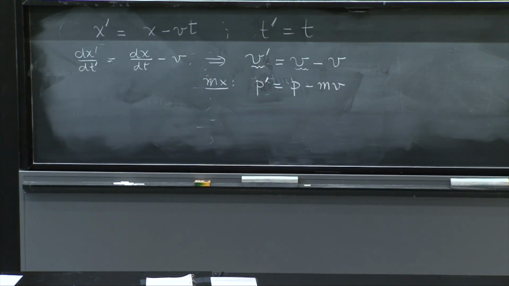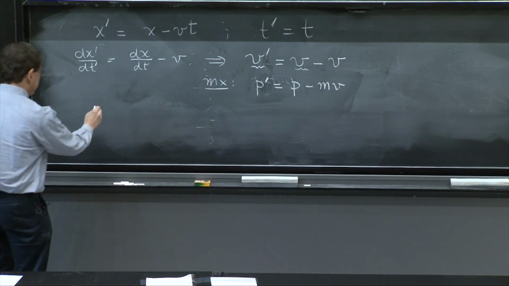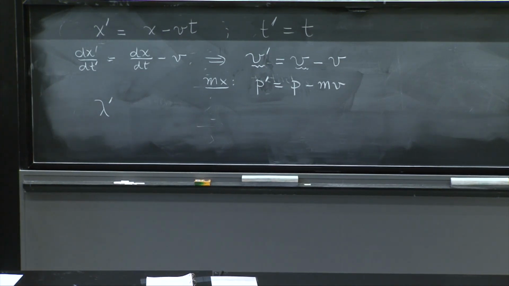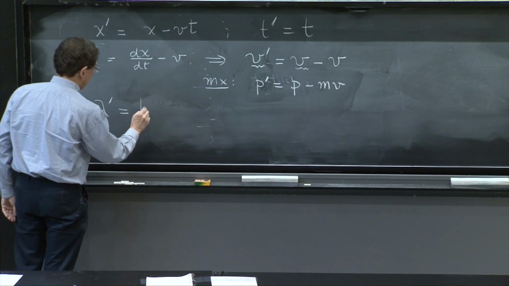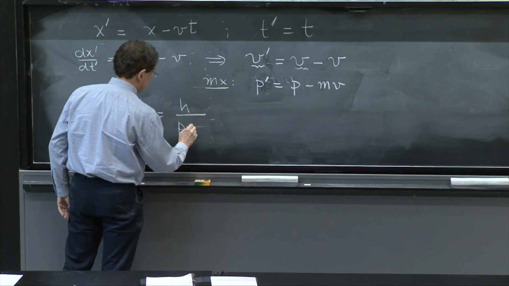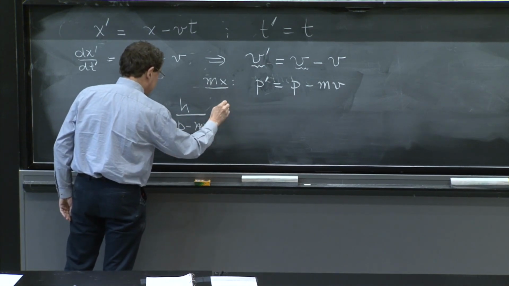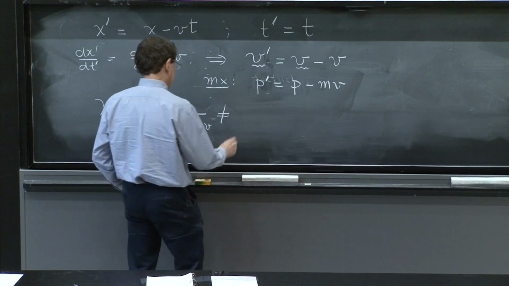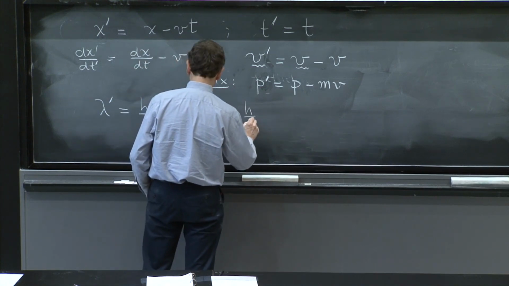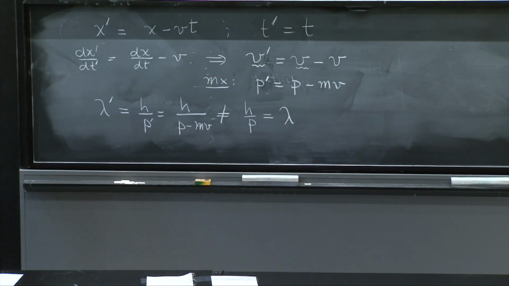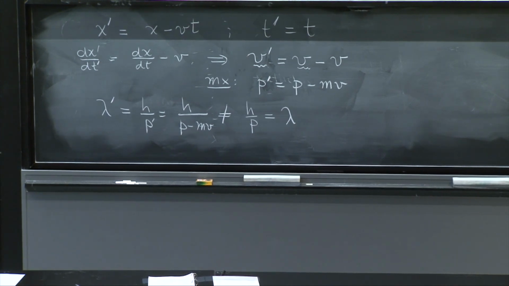So if you have that, we would have that lambda prime, the de Broglie wavelength measured by the running person, is equal to h over p prime is equal to h over p minus mv. And it's quite different, quite substantially different from h over p, which is equal to the de Broglie wavelength seen in the lab. So these two de Broglie wavelengths will differ very substantially.